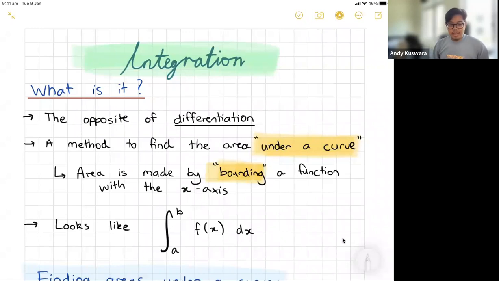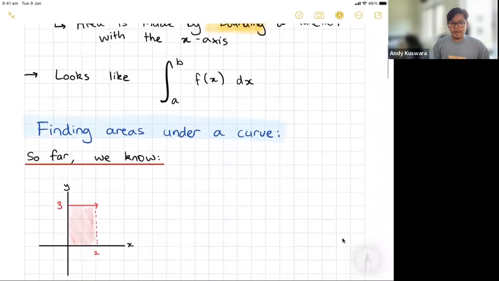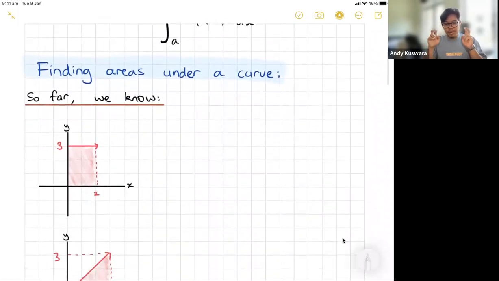Now, the area is made by bounding a function with the x-axis, and it'll often look like this kind of weird, long S symbol. That's your integration symbol. You're going to integrate between two values, and you're going to have some sort of function, and you're going to have this dx thing. But all that notation, I'll explain as we go. Now, if we're trying to find the area under a curve, let's start with what we know. When we say under a curve, I just mean under a function. Let's start with the things that we know.